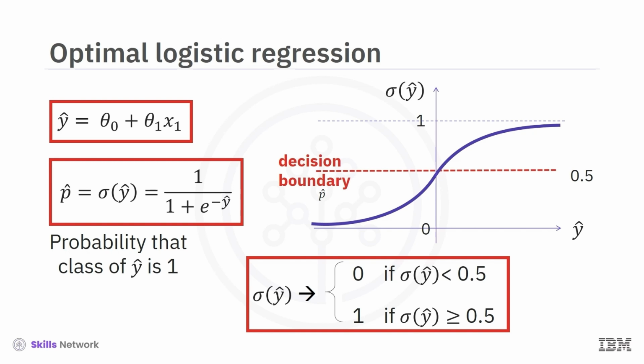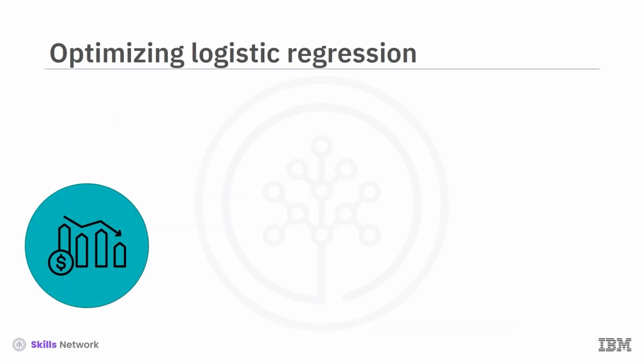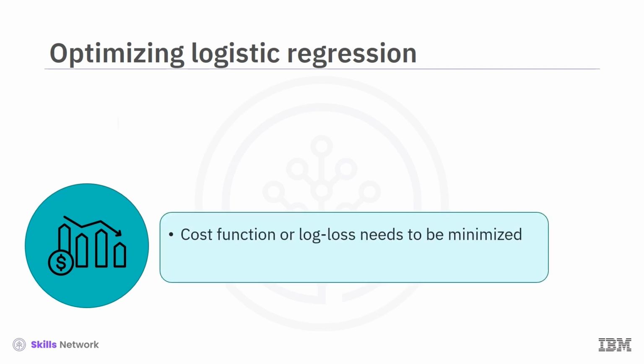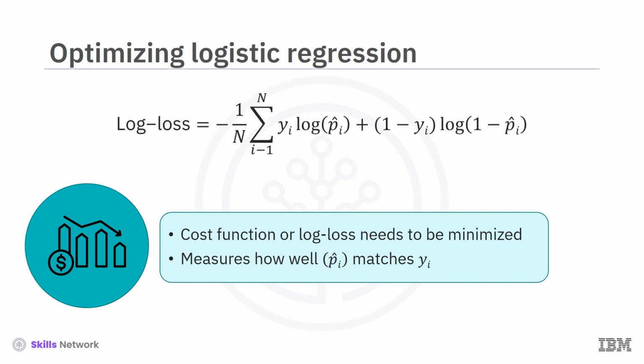To achieve optimization, you need a metric that determines the model's goodness of fit for a given set of parameters. The metric for optimizing logistic regression is a cost function called log loss, which needs to be minimized. Log loss is a cost function that measures how well the predicted probabilities, p hat i, match the actual classes yi. Logistic regression seeks to minimize this cost function. Here, i refers to the ith observation of the data, which has n rows. Log loss is defined as minus the average over i of two terms: the actual class times the logarithm of the predicted probability that the class is 1, plus 1 minus the actual class, times the log of the probability that the class is 0.